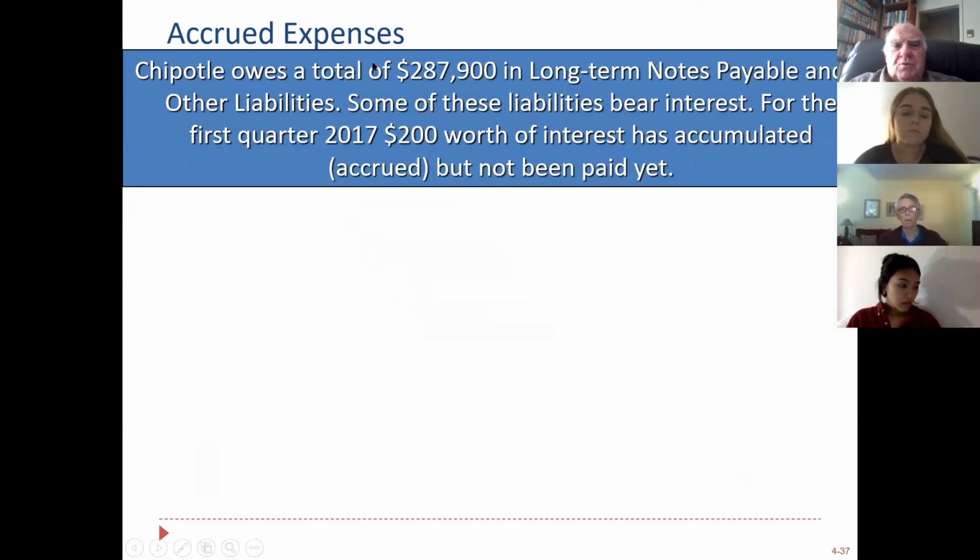Chipotle owes $287,900 in long-term notes payable, right? And they bear interest. For the first quarter of the year, $200 worth of interest has accumulated.